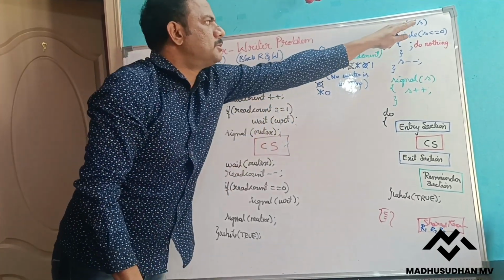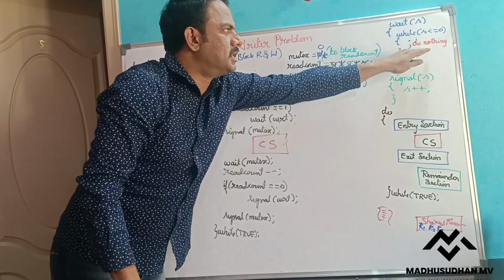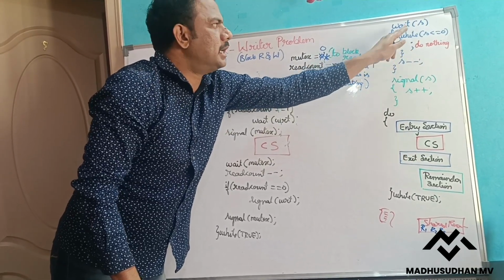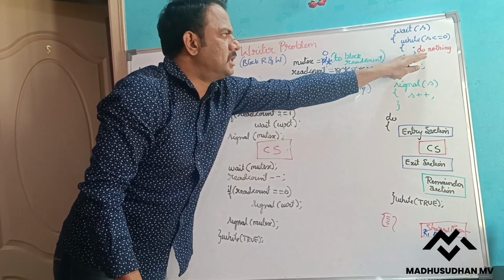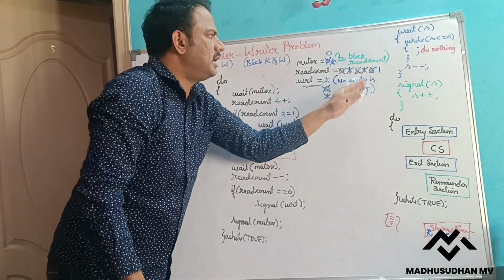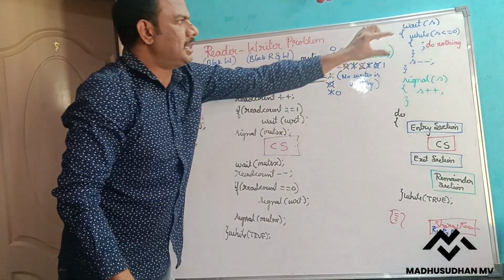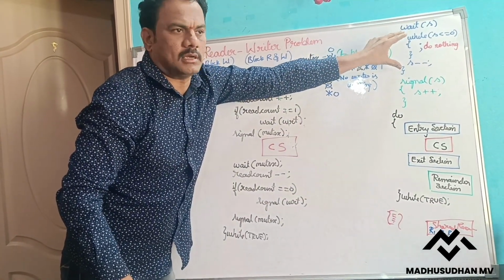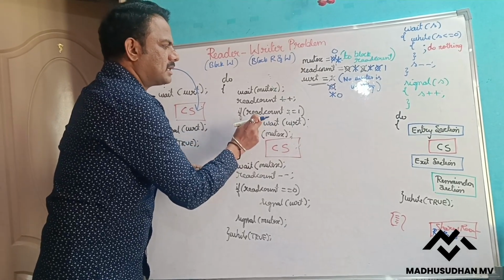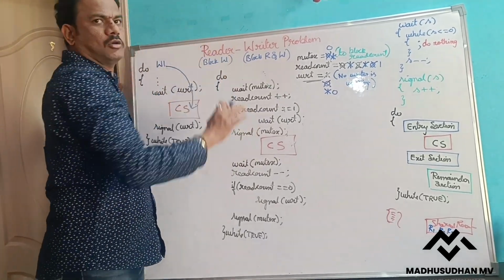0 is passed here. 0 less than or equal to 0. True, comes inside. Do nothing. Again the condition goes, again true, comes inside, do nothing. Now this reader is stuck in the while loop. Stuck in the while loop means it is not coming out of this function. That means it is not coming out of this one. It is stuck here only. That means the reader is also blocked.